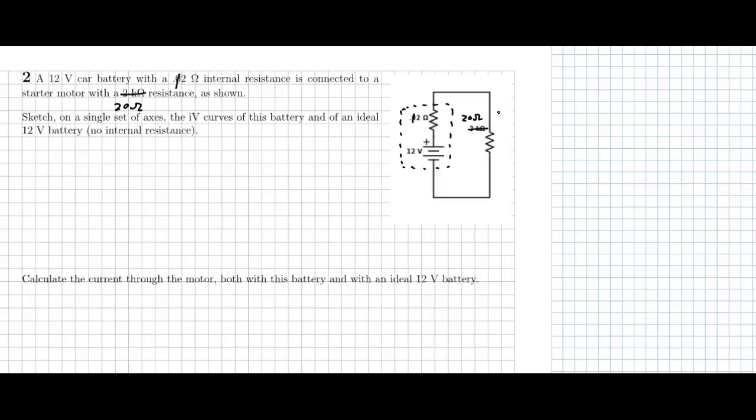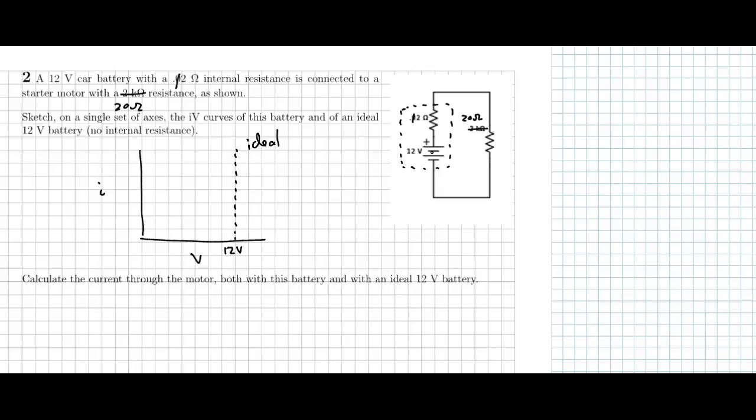Okay, first we want to sketch the IV curves of the battery in real and ideal. So an ideal battery, the voltage will always be whatever the EMF voltage is. There's no internal resistance, and we want it to behave like that no matter how much current we draw. In real life, we don't get the same voltage for any old current draw because there is this internal resistance, but in the ideal case we can.